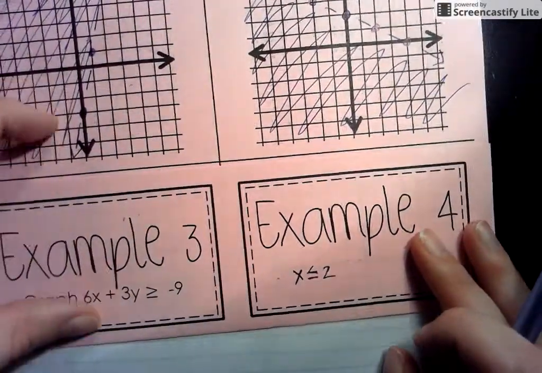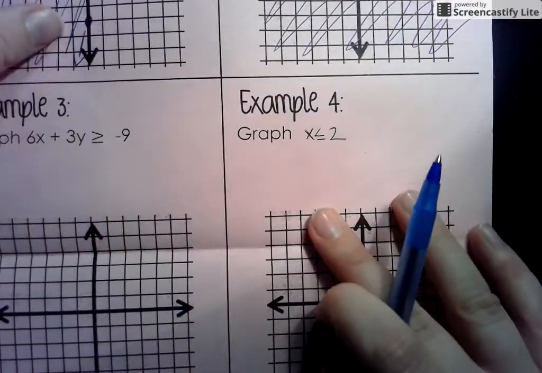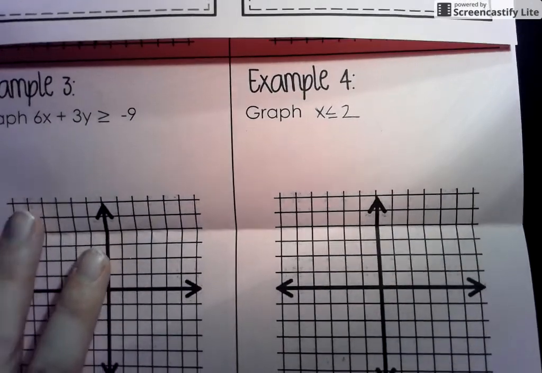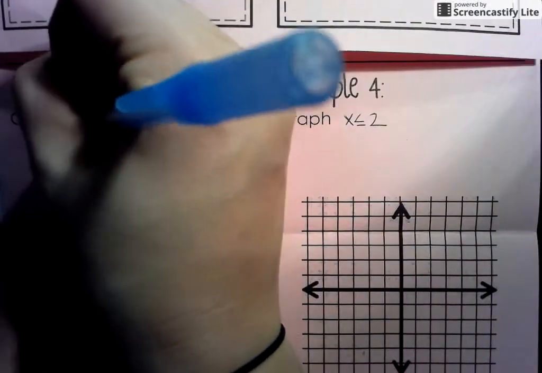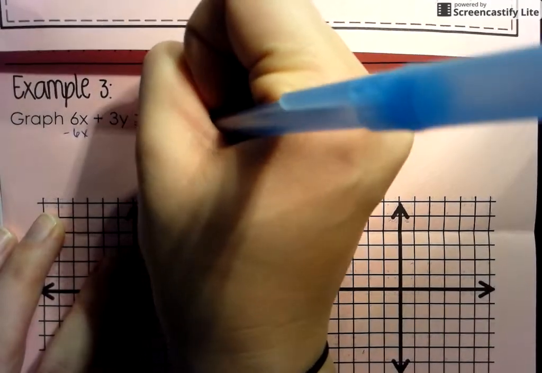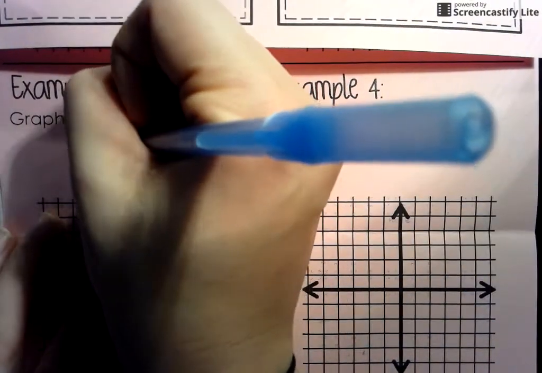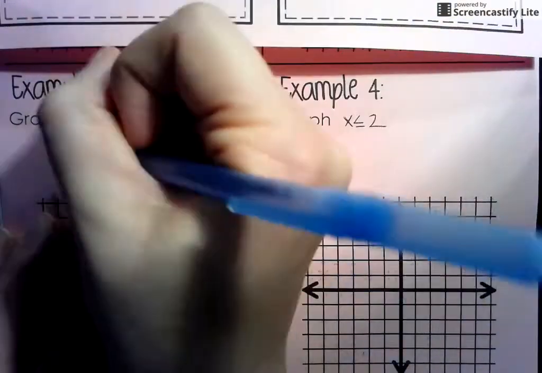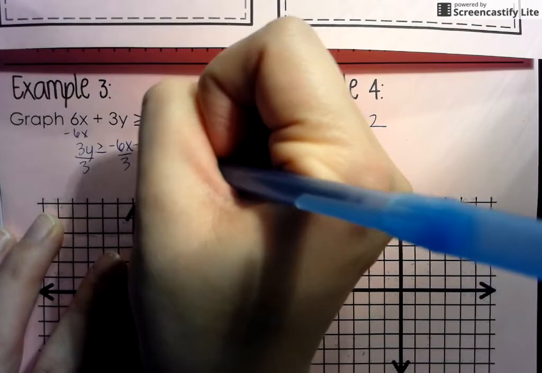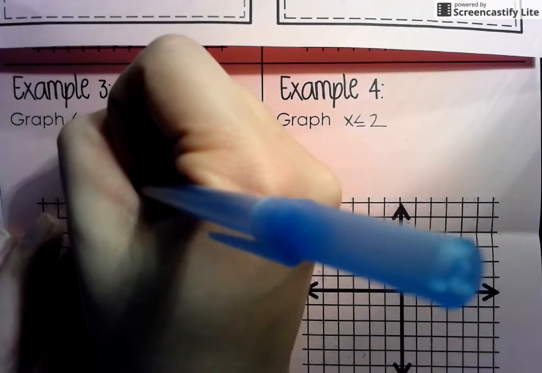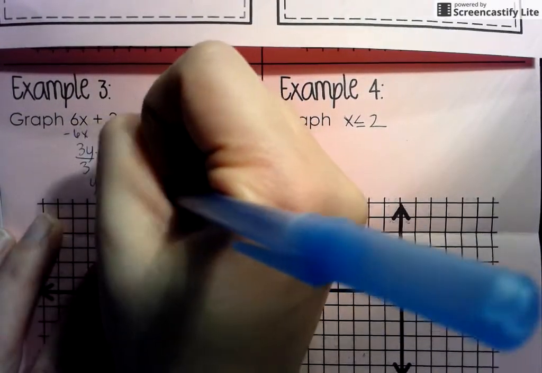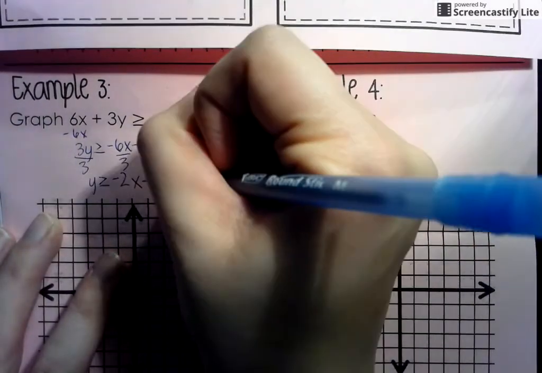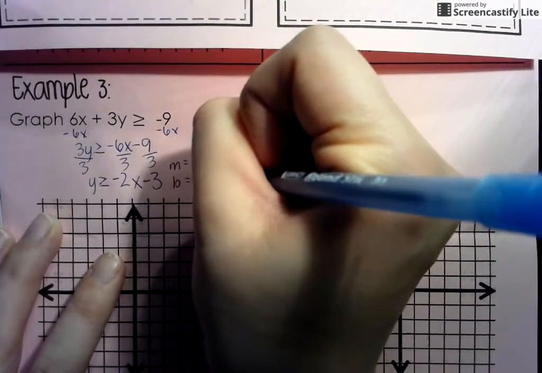Okay, our other example is 6x plus 3y is greater than or equal to negative 9. In this case, we've got to get y by itself because it's in standard form, so we're going to subtract 6x on both sides. So we have 3y is greater than or equal to negative 6x minus 9. We're going to divide by 3 on both sides. Make sure you divide each term. So you have y is greater than or equal to negative 2x minus 3. So my slope is negative 2. My y-intercept is 0, negative 3.